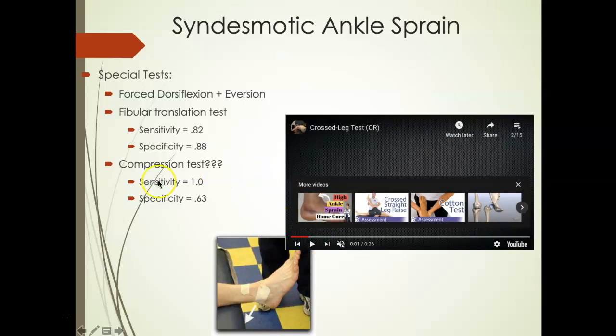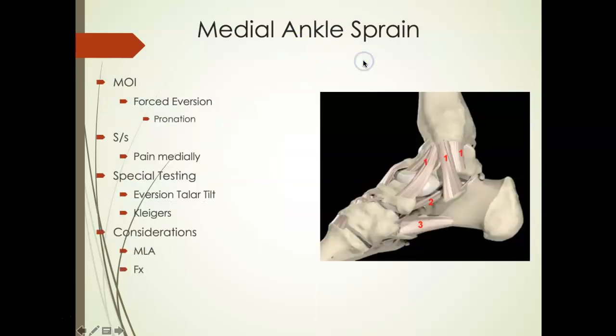And then the last test that we have is the compression test. So imagine on the distal portion of the distal tibiofibular joint, just above where you suspect there's injury, you compress together the tibia and the fibula, and it causes a widening of that joint. That's the compression test. What we know about the compression test is that if that test is negative, they don't have it. We're 100% certain that if that test is negative, they don't have a syndesmotic ankle sprain. So this is a good test to use to rule out a syndesmotic ankle sprain right away.